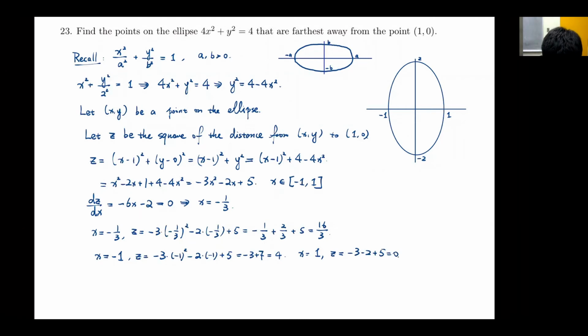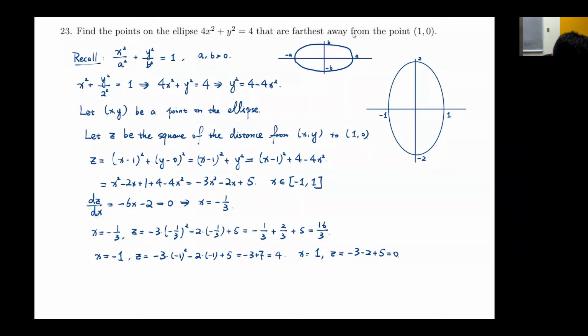All right, so we need to compare which one is larger, and obviously, 16 over 3 is going to be larger than 5, so it will be larger than 4. So this guy will be the absolute maximum. So the conclusion is z takes the absolute maximum at x equals minus 1/3.